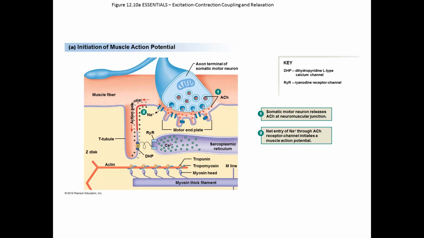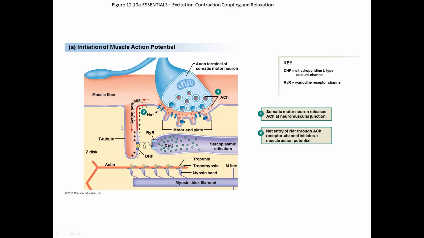The sodium channels will be relatively close to the motor end plate, but once you leave that area of the motor end plate, the sodium channels are distributed all along the plasma membrane, the sarcolemma, and through the T-tubular network, so that the action potential can continue to move along the muscle cell.